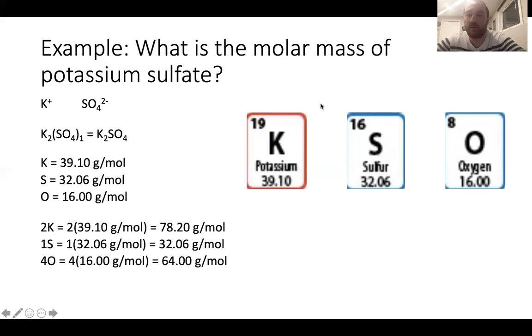And now to figure out the molar mass of the potassium sulfate compound, we're going to add all of these values up, and that's going to give us a total of 174.26 grams per mole.